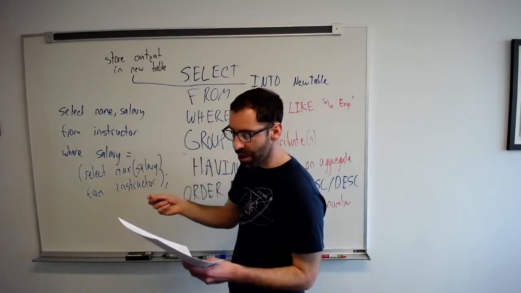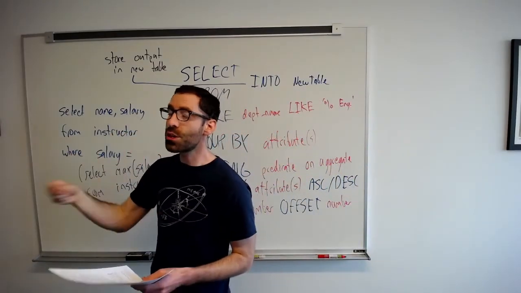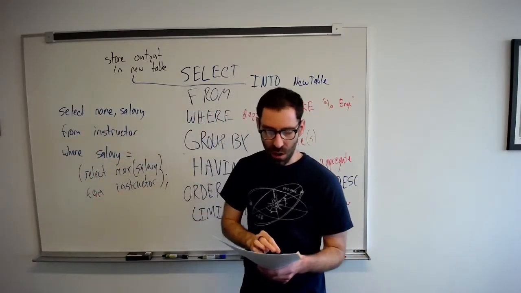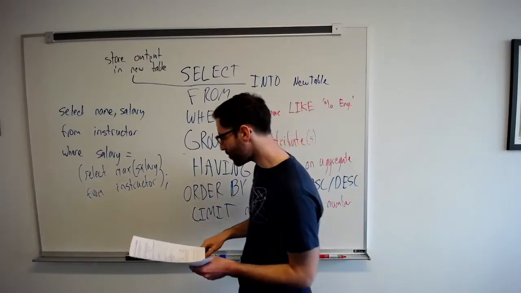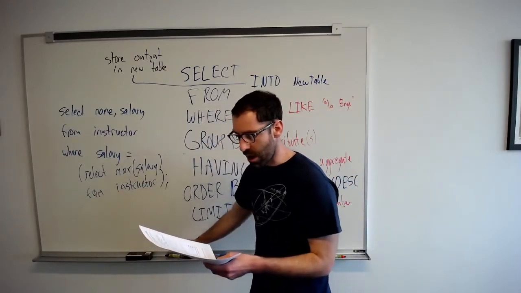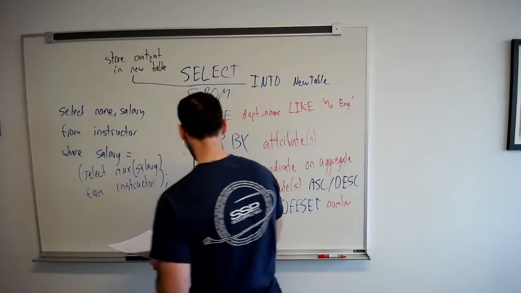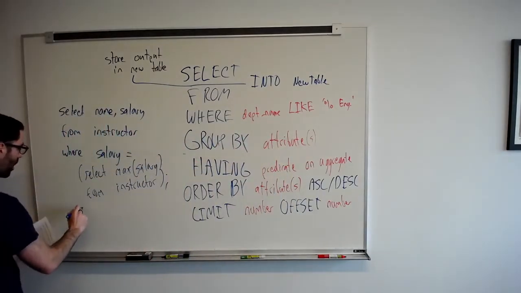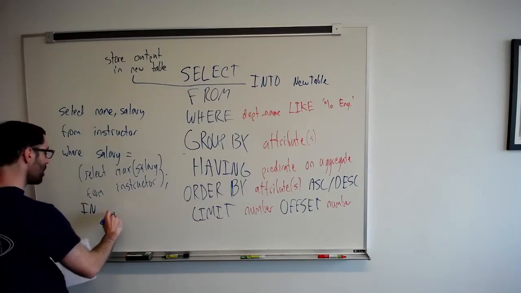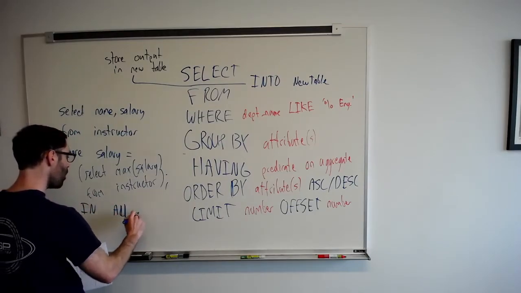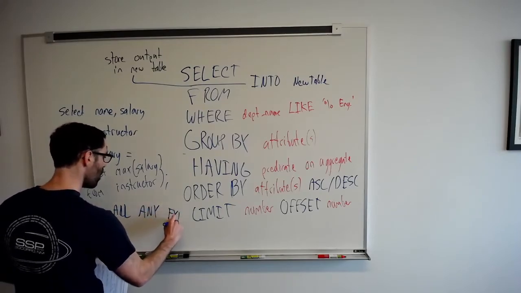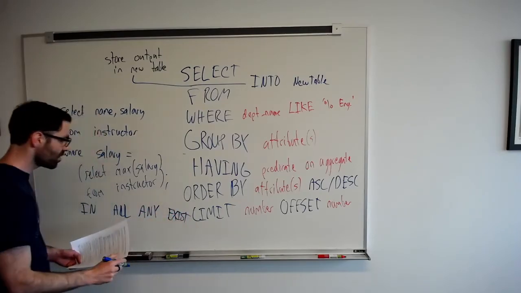We can also use some additional keywords with nested queries in our where clause. In particular, we have four of them. We can say in, all, any, or exists.